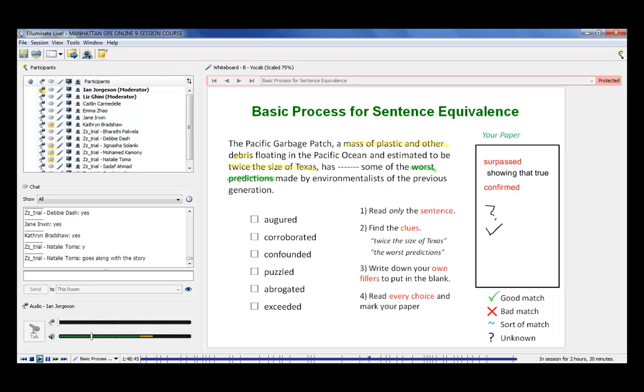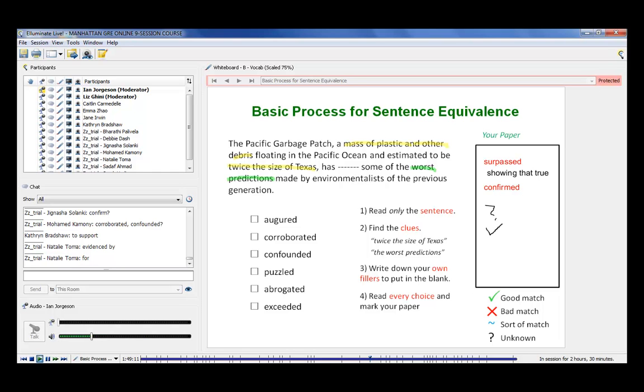Start typing in a definition for corroborated. Yeah, it basically means to confirm, to support, to give evidence for. So for instance, if I say the police think that this man killed his brother, and that was corroborated by an eyewitness, that's giving additional evidence for something.